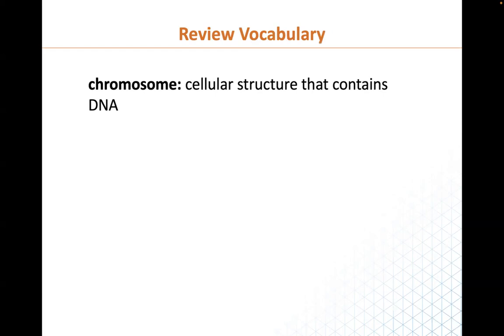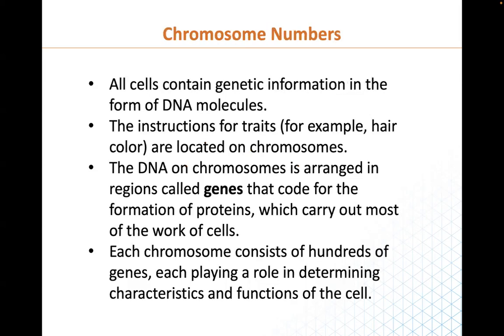Chromosome, as we said, is a condensed form of chromatin. So it's a cellular structure that has DNA embedded in it. All cells would contain genetic information in the form of a DNA molecule. All of the instructions, the genetic information needed to make the offspring look exactly like the parent, are embedded in the DNA molecules.